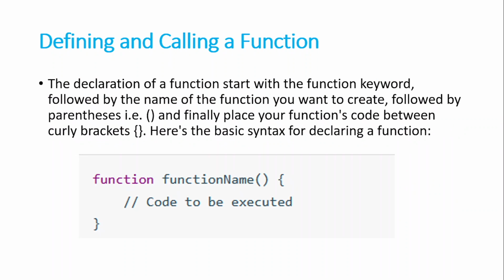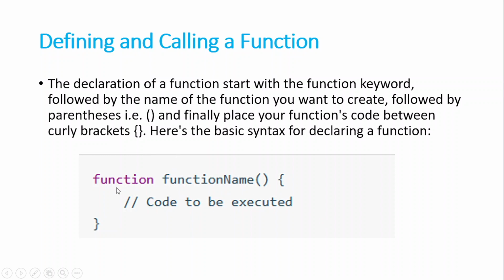How can we define and call a function? The declaration of a function starts with the function keyword, followed by the name of the function you want to create. Just like a variable name, we have a function name, followed by parentheses, the round brackets. And finally, place your function's code between curly brackets. In the curly brackets, we place our code, whatever it is.